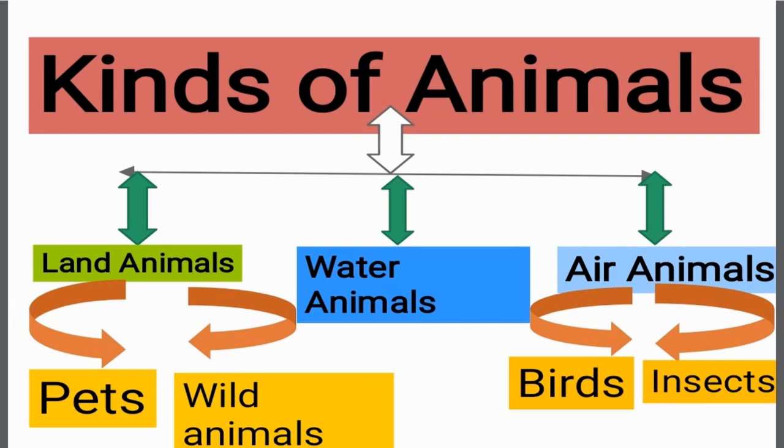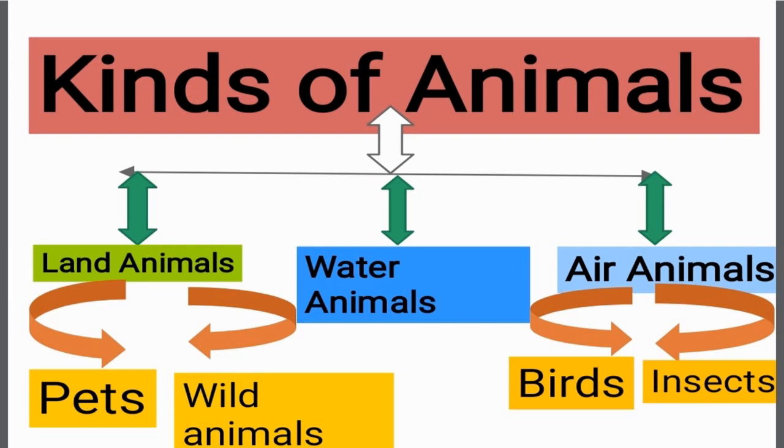The third kind of animal is air animals. We have two more types. There are birds and insects in that. Birds and insects both have wings, so both are found in air. But the wings of birds are stronger than insects.